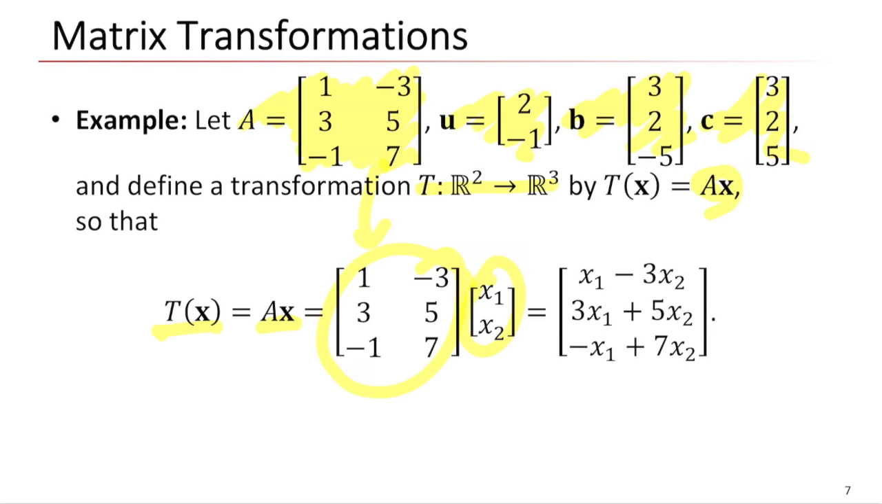Then how can we compute the matrix by vector? The first entry should be the dot product of the first row with the vector x, right? What about the second one? The second row times this vector, right? What about the third one? Something like that. So we can represent Ax like this, right?